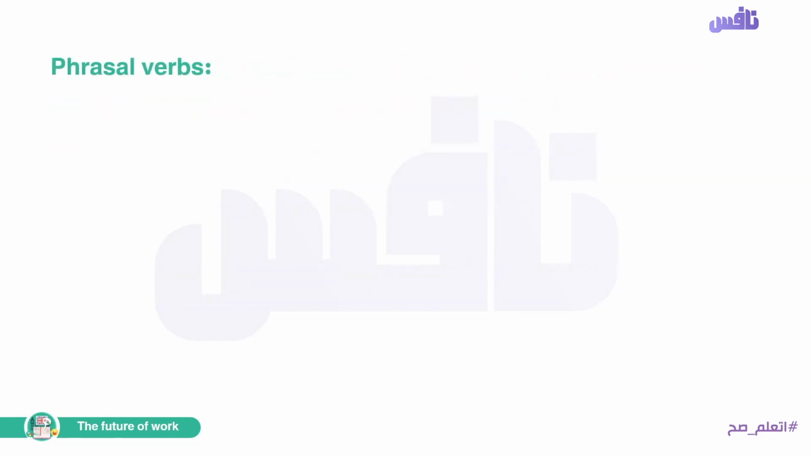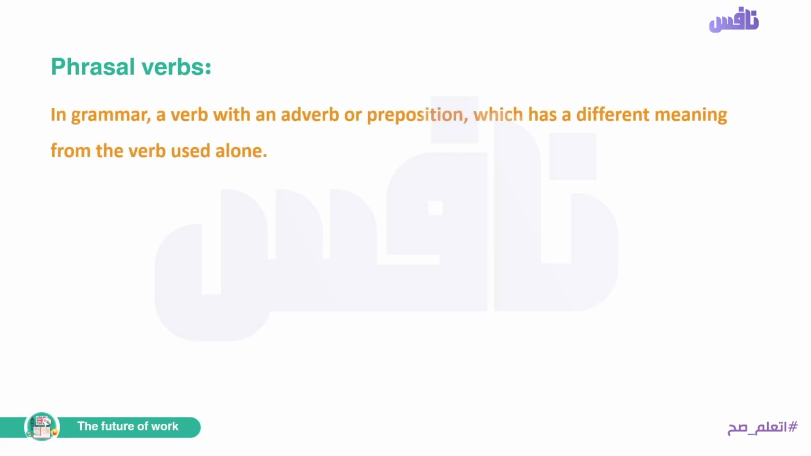Let's deal with its definition. تعالوا فكركم كده بتعريف الفريزل verb. بيقول لنا in grammar, a verb with an adverb or preposition أو حرف جر which has a different meaning بيكون ليه معنى مختلف from the verb used alone معنى مختلف عن الفعل لو استخدم بمفرده. طيب نديني example بيقول لنا look after.